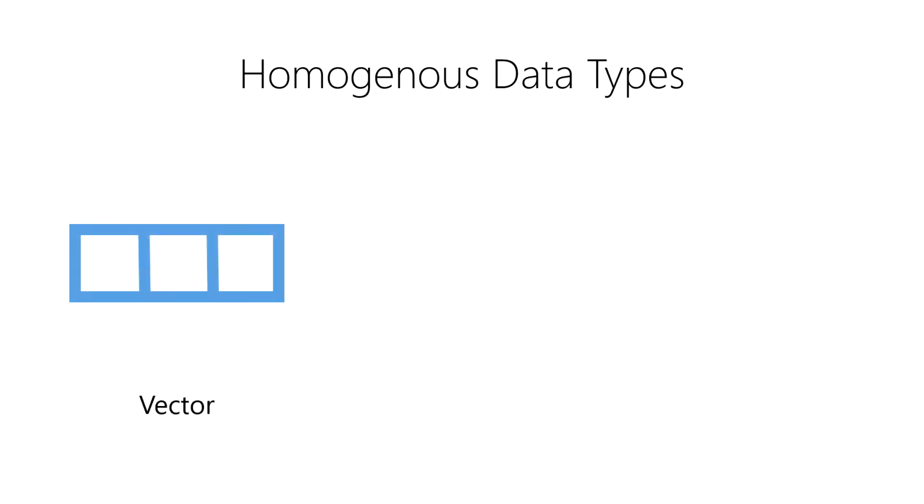First, we have a vector, also known as an array, which is a one-dimensional sequence of homogeneous data. Vectors are used to store a list of elements that are all of the same data type. For example, character strings, which we discussed earlier, are a sequence of characters stored in a vector.